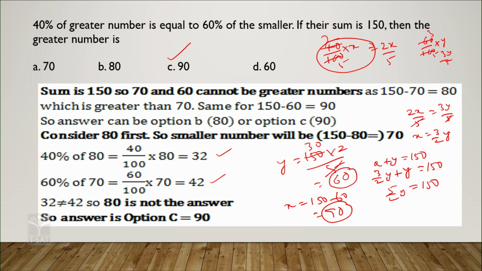And one more relation that is given is x plus y equal to 150. So, you can substitute the value of x, that is 3 by 2 y plus y, equal to 150. Simply, 5 by 2 y equals 150, or y is equal to 150 times 2 by 5, that is 5 times 30, which is obviously 60. When y equals 60, then x is 150 minus 60, because their sum is 150. So 150 minus 60 is 90. So, we can say the greater number is 90.